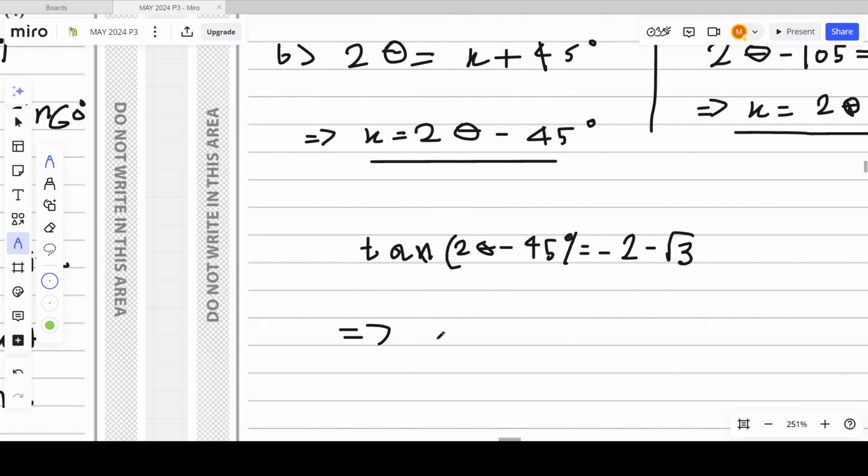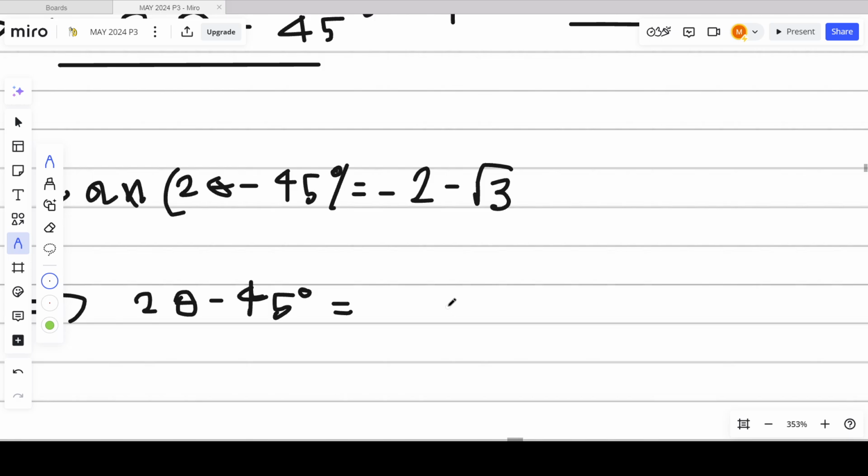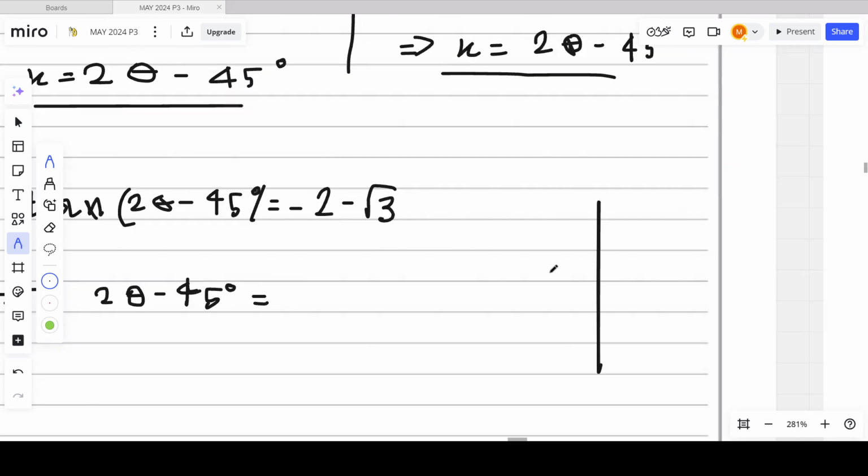So 2 theta minus 45 degree equals what? Use your calculator, and keep your calculator in degree mode. So tan inverse of negative 2 negative square root of 3, and use your CAST diagram. We got negative 75. Negative 75 lies in this quadrant, so it is out of the range, right?